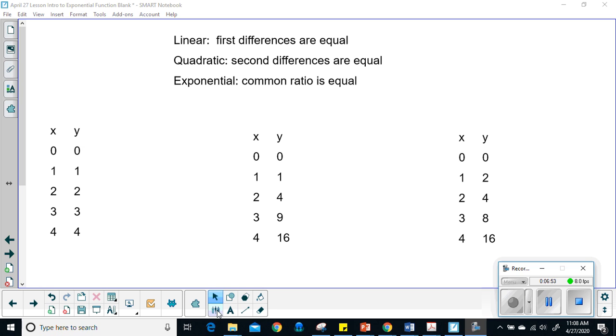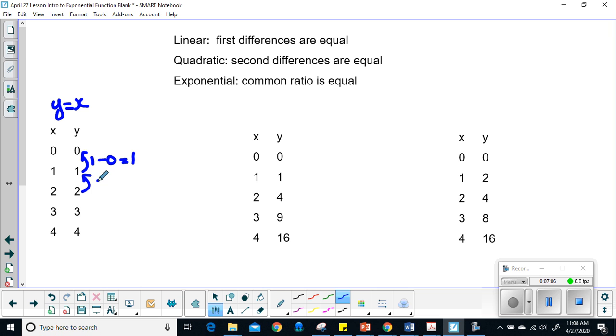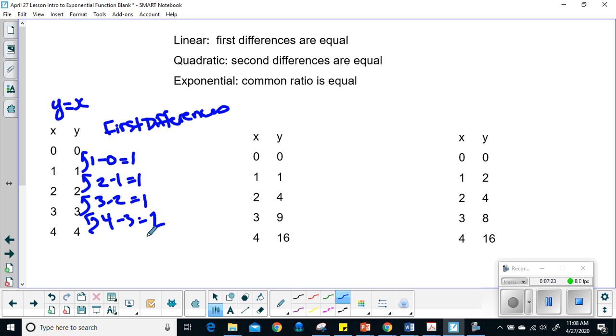Okay, so let's practice these things. I just have a nice little table of values. The first table of values is just for our y equals x function. Remember, first differences is when you take the bottom minus the top. 2 minus 1 is 1. 3 minus 2 is 1. 4 minus 3 is 1. So my first differences are equal, therefore linear.